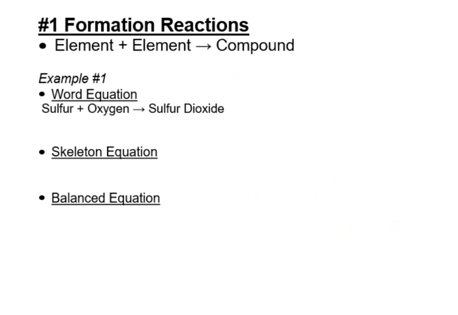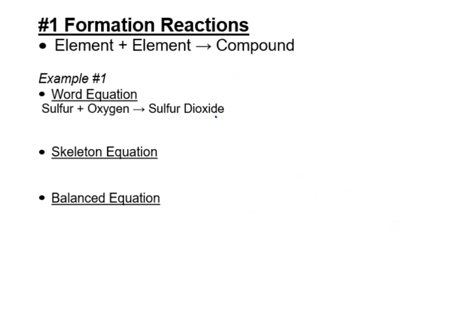And what I need you guys to be able to do is make a prediction as to what it's going to turn into. And in order to do that, you need to know some generic reaction types. So here's the first one. It's called a formation reaction. This occurs where you take 2 elements and they come together to make a compound. Here's a really classic example: sulfur and oxygen making sulfur dioxide.